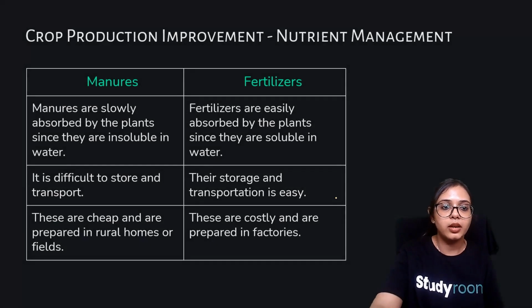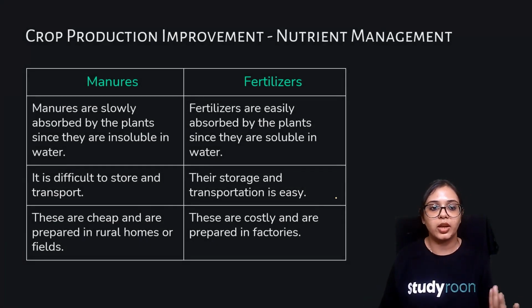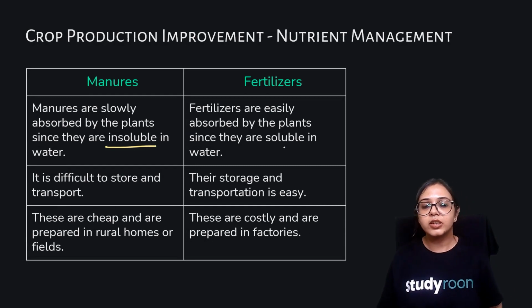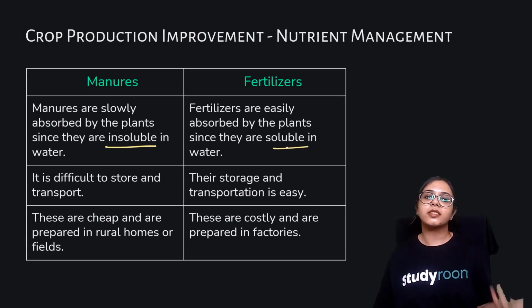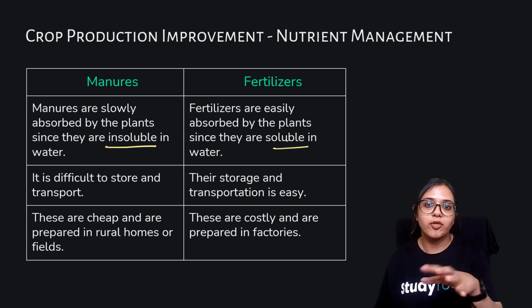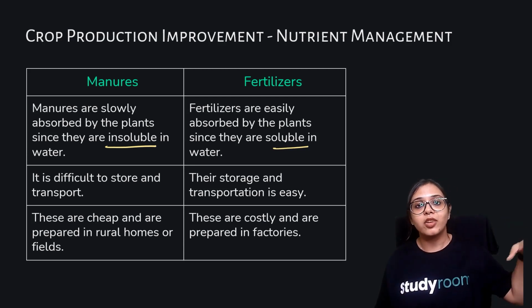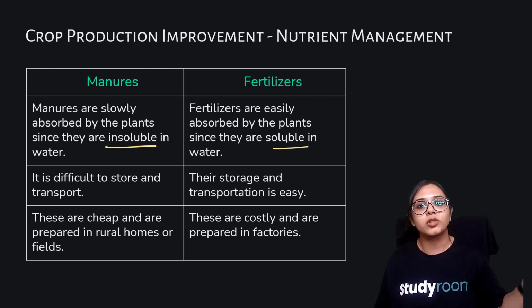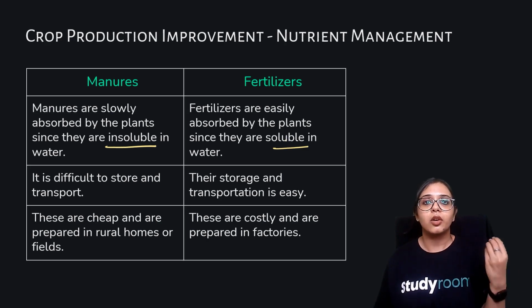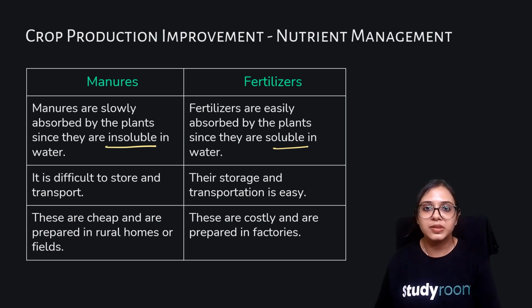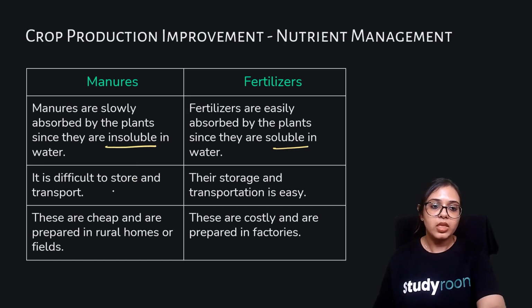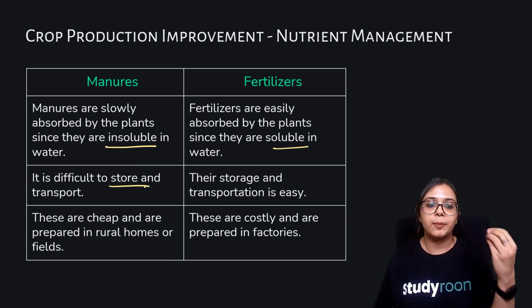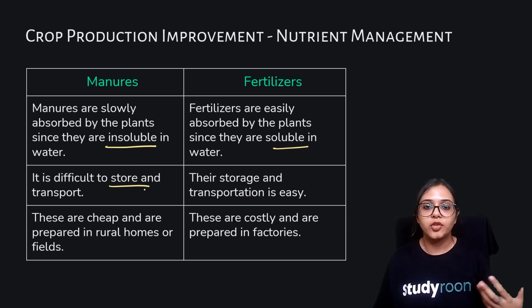Another difference is that manures are slowly absorbed, like I told you, because they are insoluble in water. Fertilizers are soluble in water. And it is difficult to store and transport manure because you have to dig very huge pits into the ground so that the compost and the vermicompost can be made. So it is very difficult to store and transport it because it will stink and rot. It is decaying, rotting, decomposing material, right? So it's going to stink, and that's going to provide an impediment in the process of storing and transporting.